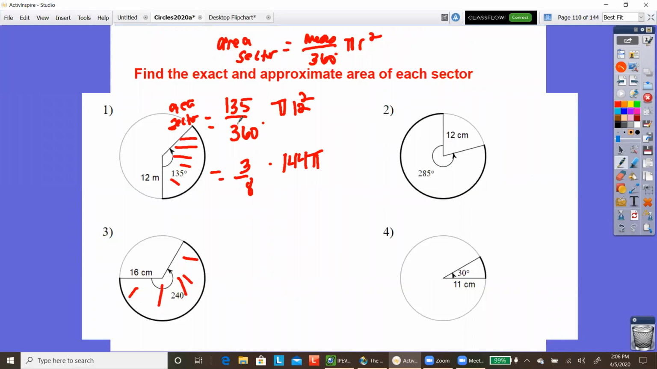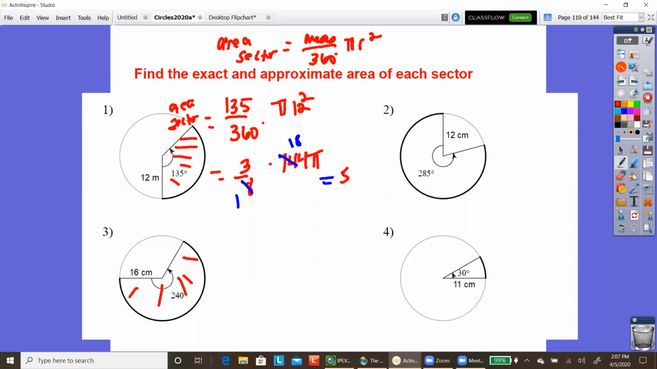You could divide top and bottom by 45 if you use the greatest common factor. And then 144 divides by 8 nicely. 8 divided by 8 is 1. 144 divided by 8 is 18. So this comes out to 3 times 18 times pi.